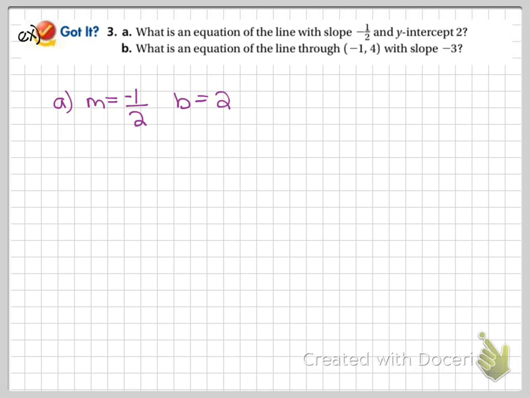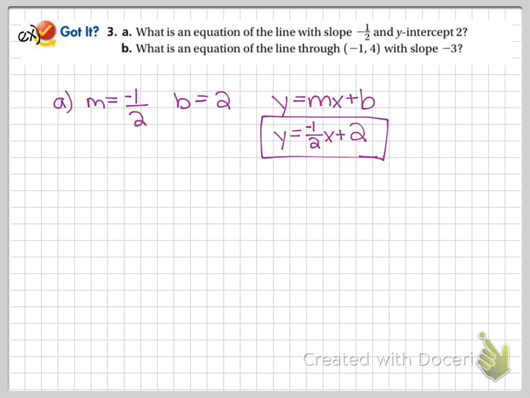Since we're given slope and y-intercept, we're going to want to use slope-intercept form, which is y equals mx plus b. And all we need to do is plug in our m and b, and we will have our equation. So y equals m, which is negative 1/2, times x, plus our y-intercept, which was 2. Okay, so that would be the equation of our line. Remember, we use x and y there because there are an infinite amount of points on a line, so x and y are our variables. The slope will always be negative 1/2 for that line. The y-intercept will always be positive 2 for that line, but the x and y are going to change.